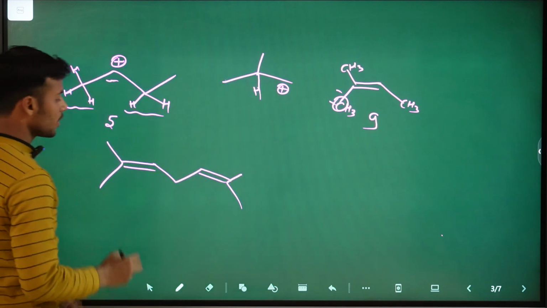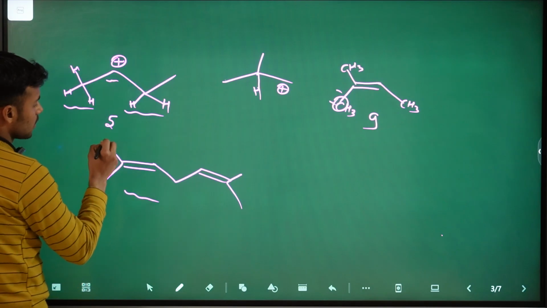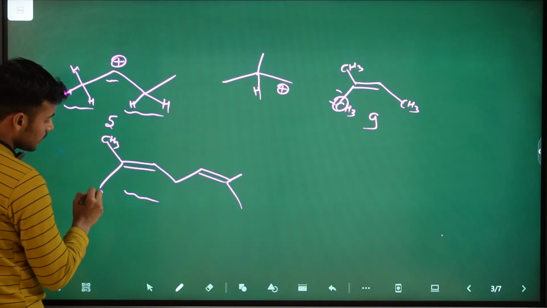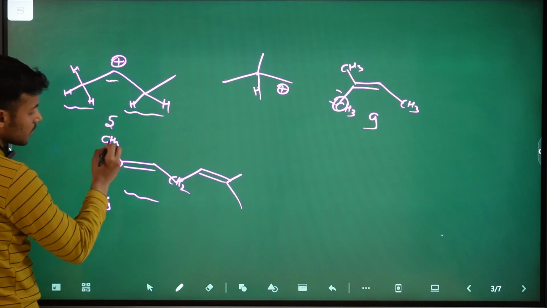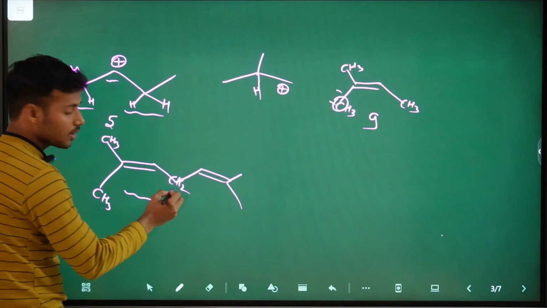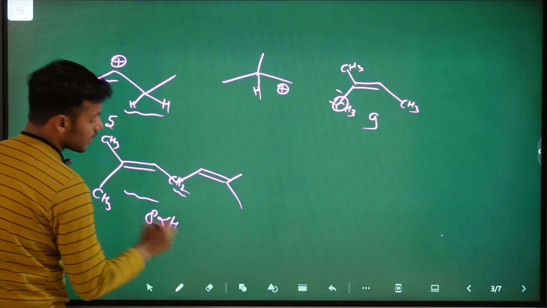And in this example, how many alpha hydrogens for this alkene? CH3, CH3, and this is a CH2 group. 3, 3, 6, this is also alpha position. Then total 8 alpha hydrogens are here.